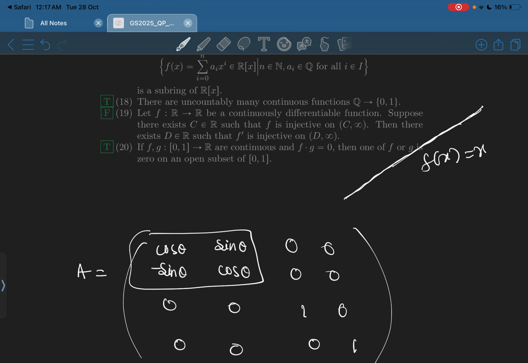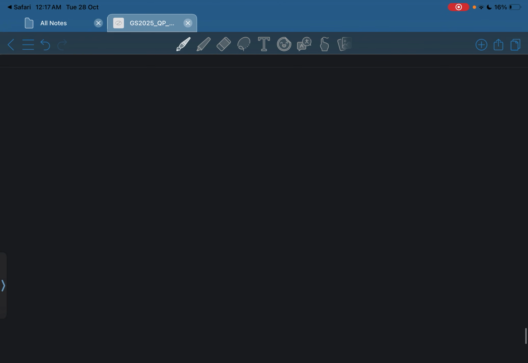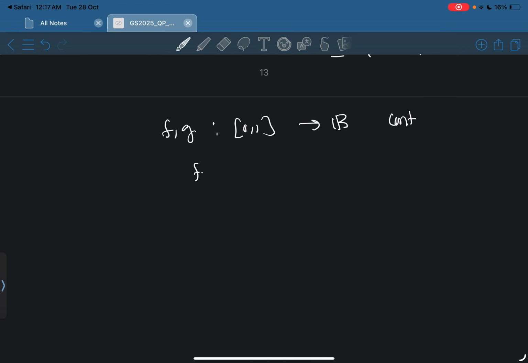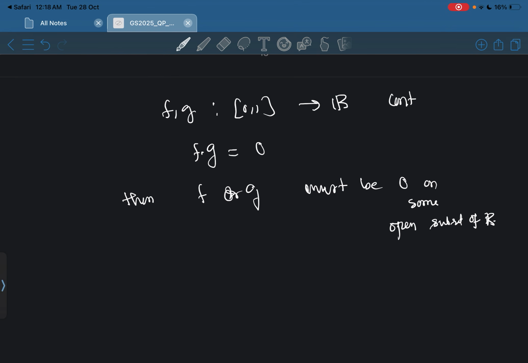This says that f and g from the closed interval 0 to 1 to R are continuous functions such that f dot g is 0, then one of f and g must be 0 on some open subset of R. Okay, so how to solve it?